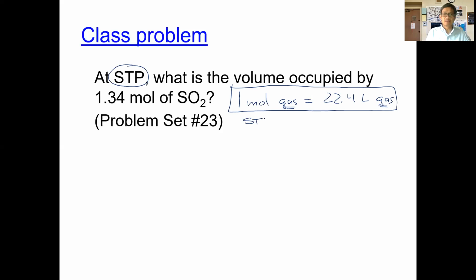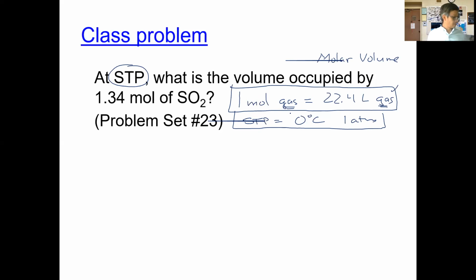And STP is defined as 0 degrees Celsius. That's the temperature. That's standard temperature and pressure. So the standard temperature is 0 degrees Celsius, and the standard pressure is 1 atmosphere. So as long as you have these conditions here, we can use this relationship, which is what we refer to as the molar volume, or the volume occupied by 1 mole of a gas. Okay. All right. So once we have that established, so please make sure you write this down. Once we have that established, then we can go ahead and work out this problem. We can do this conversion here.